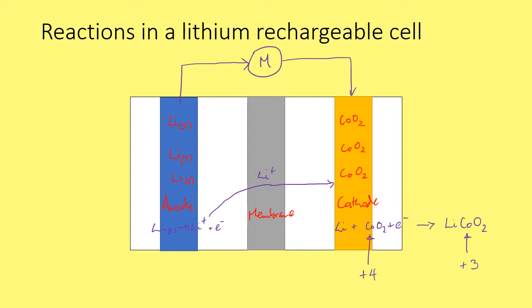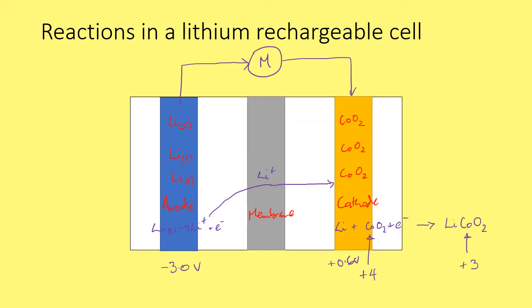Let's give you some electrode potentials. At the anode we've got about -3 volts for the reduction reaction. We've got an oxidation reaction going on here, but electrode potential is always given for the reduction reaction. And at the cathode we've got about +0.6 volts for this reduction reaction.